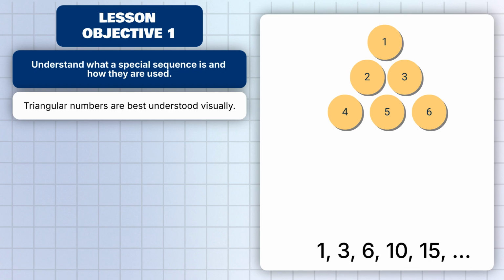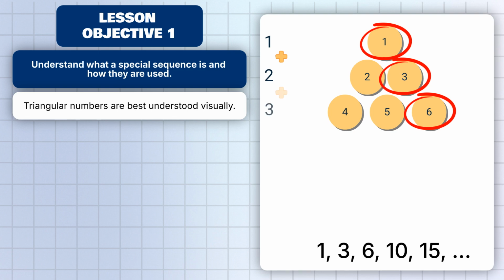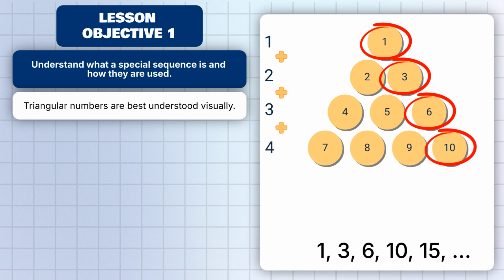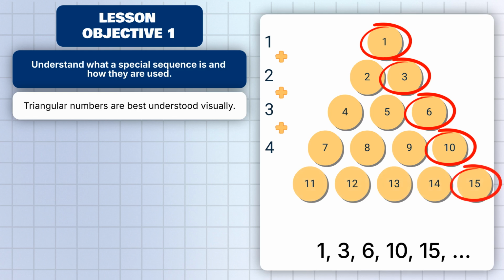The first triangular number is 1, shown as a single dot. The second is 3, a triangle with 2 rows, the first row having 1 dot and the second having 2. The third is 6, a triangle with 3 rows, calculated by 1 plus 2 plus 3. The fourth is 10, adding a fourth row: 1 plus 2 plus 3 plus 4. The fifth is 15, adding a fifth row: 1 plus 2 plus 3 plus 4 plus 5.